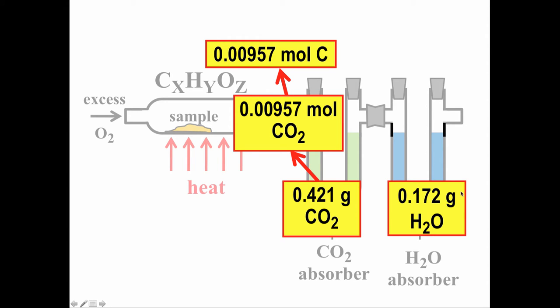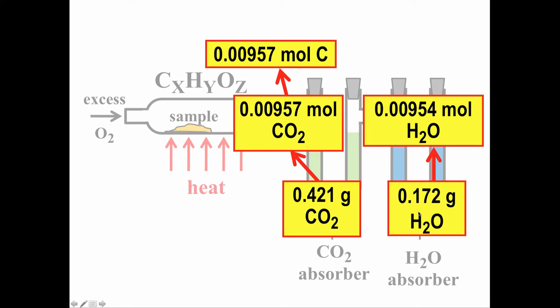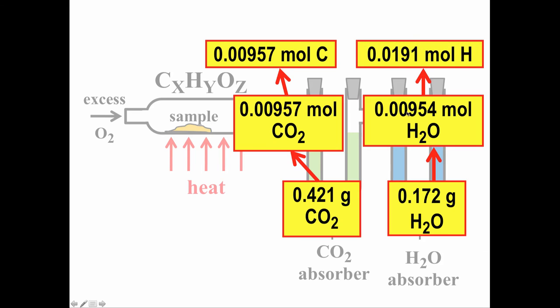We do the same basic idea with the H2O. Start with 0.172 grams of H2O. You should be able to determine molar mass of H2O and then convert from grams to moles. And this time we get 0.00954 moles of H2O. And then what we're interested in is the hydrogen. Since 1 mole of H2O contains 2 moles of hydrogen, 0.00954 moles of water contains twice that many moles, 0.0191 moles of hydrogen.